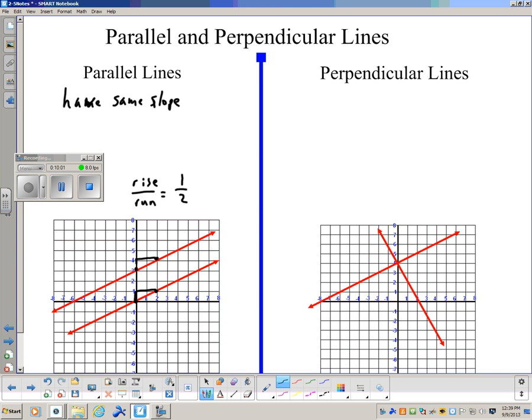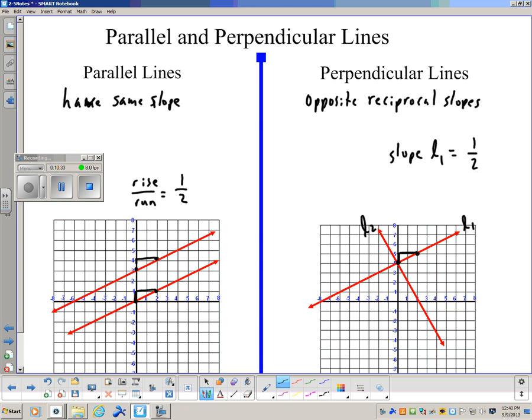Over here, perpendicular lines, they have opposite reciprocal slope. So if I look at an example here, I've got a nice point here, I've got a nice point here, so I'm going to rise 1, run 2. So the slope of this, I'll call this line 1, I'll call this line 2. The slope of line 1 there is a rise of 1 and a run of 2.